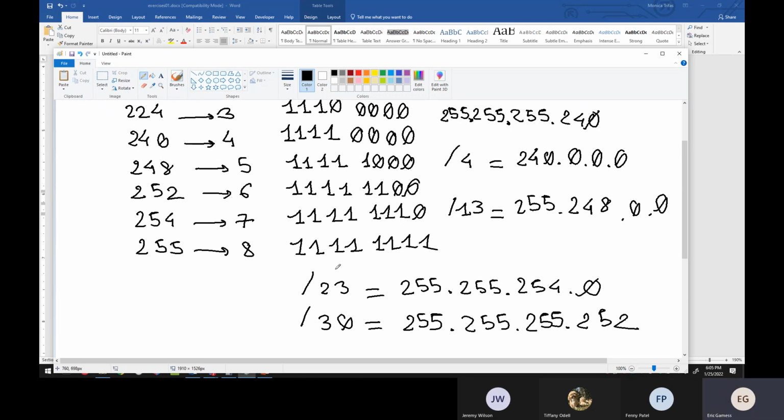So you must be very fast at converting from the CIDR notation to the dotted decimal notation. This notation, we also call it the forward slash notation. Okay? Or the prefix length notation.